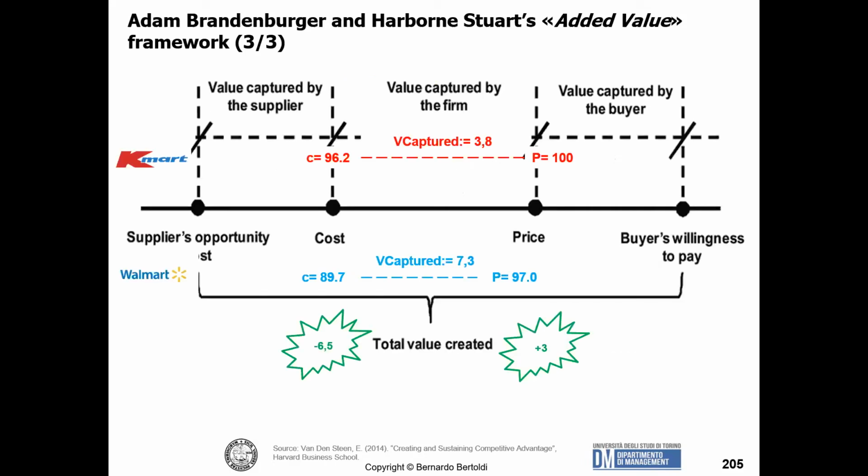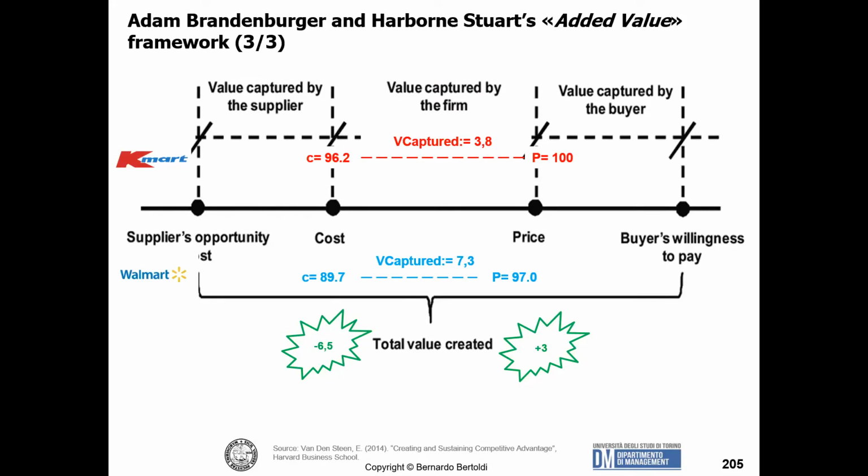If you put this transaction in the Brandenburger model, you clearly see that you can compare companies. Here we have Kmart. Kmart is selling for 100, and is paying 96.2 for the goods it is selling to you. Here you clearly already have one inside supermarket business model. It's a thin margin business model. It's based on volume, in fact.